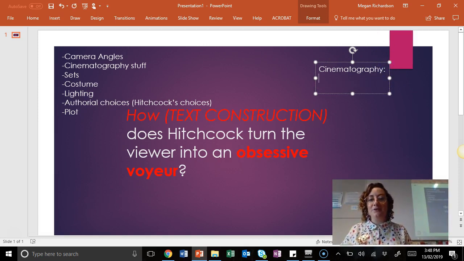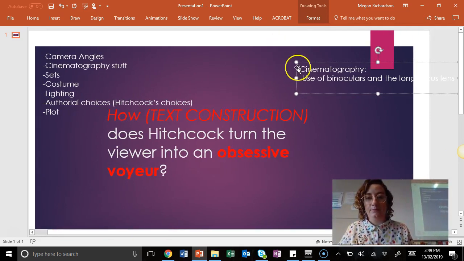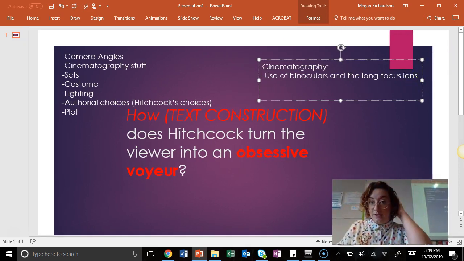Anyway, so cinematography. What things in cinematography do you want to particularly discuss in terms of being turned into an obsessive voyeur? What things does he use with cameras to say, hey, you need to watch? The camera angles. What specifically? I want specifics. What zoom ins? When does he do this? The binocular use. Use of binoculars and the long focus lens, the telephotographic lens, whatever. They won't care what you call it.